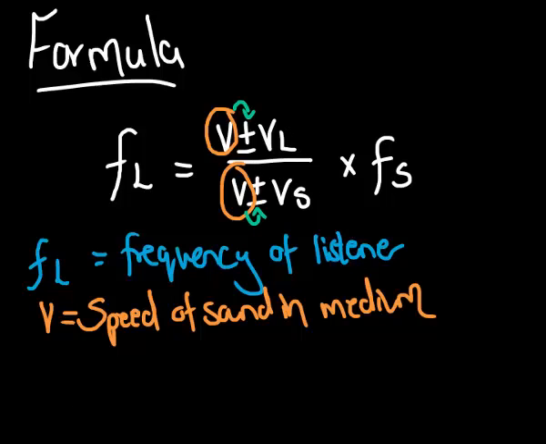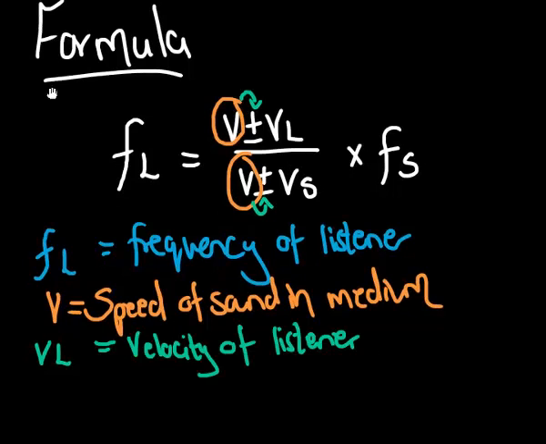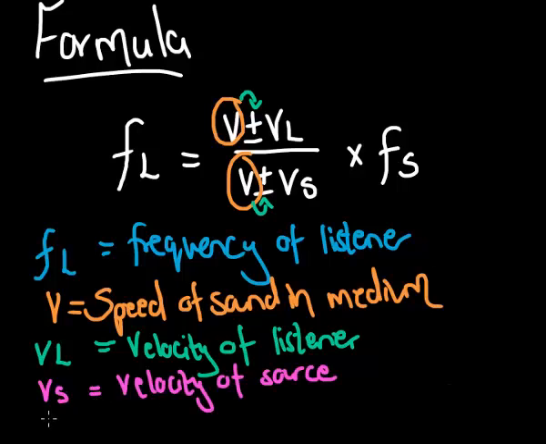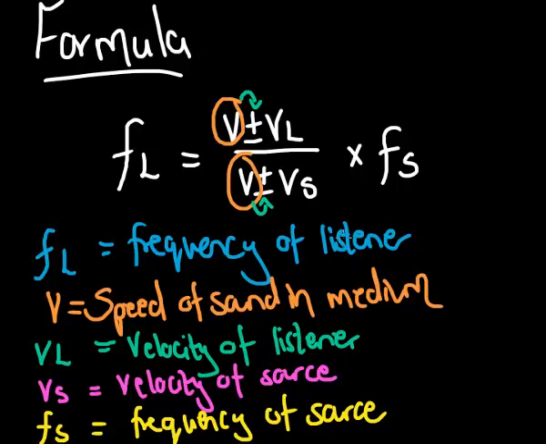Now we're going to go over to v_L. That is just the velocity of the listener, if it is moving. Our next one is v_S, and that will be the velocity of the source, if it's moving. And the last one is f_S, which stands for the frequency emitting the sound, so this is seen as the frequency of the source. So these are all the subscripts that are necessary. Usually it's L and S for listener and source, and then just these v's are usually the constant for the speed of sound in that specific medium.